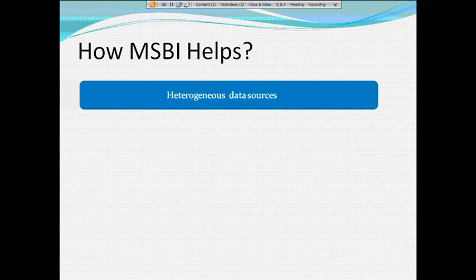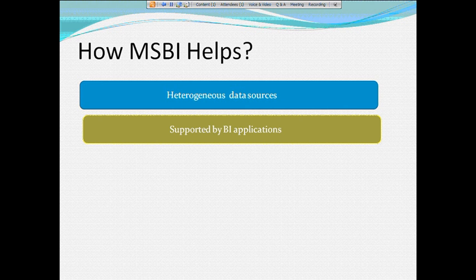The first and the biggest challenge was the large data from various sources. Now, those data sources, the operational databases, can be anything. It can be Excel, where users are just saving data in Excel. It can be an Oracle-based application, a SQL Server-based application, MySQL, PHP, anything. Microsoft Business Intelligence comes with connectors to connect to any of these data sources and collect data in a very efficient way. That solves half of the problems. Supported by BI applications.